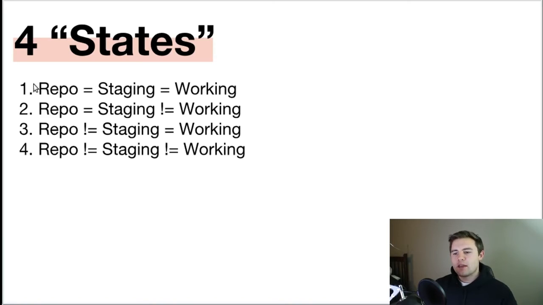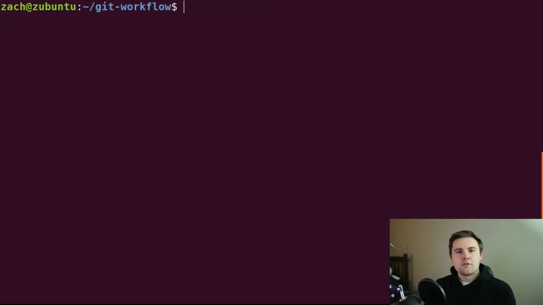You can have all of them equal to each other, all of them not equal to each other, and then some sort of combination here. I know this doesn't make any sense right now, so we're going to jump into the terminal to recreate what these 4 states represent. The first state that we'll find ourselves in is state number 1, and this is kind of the one that you're always going to be seeking, and you definitely want to make sure that you're in state number 1 before you go running a bunch of commands.